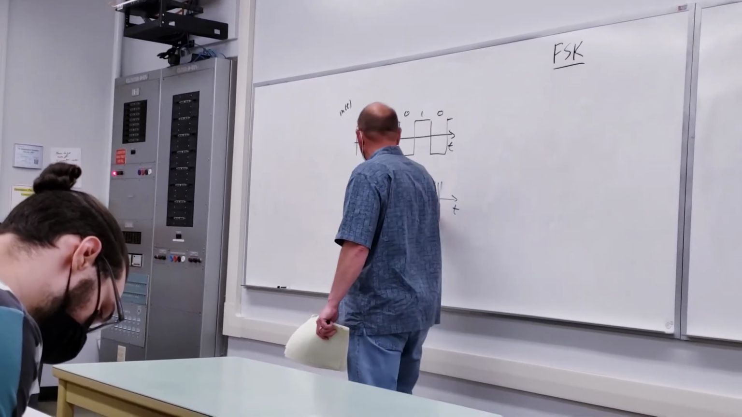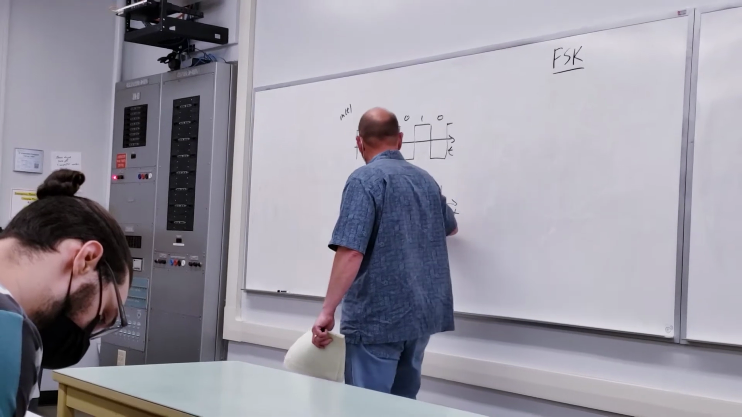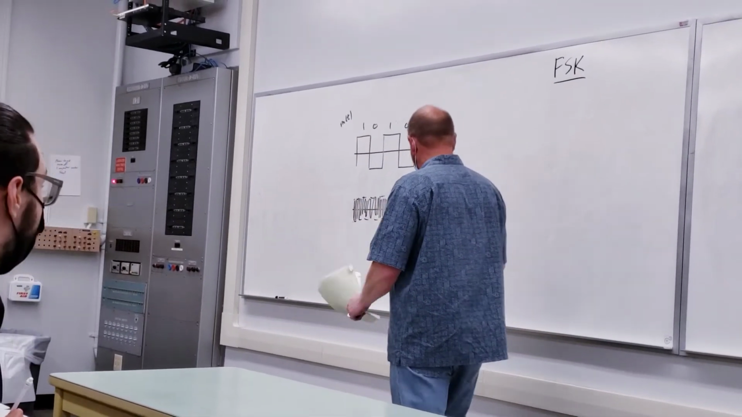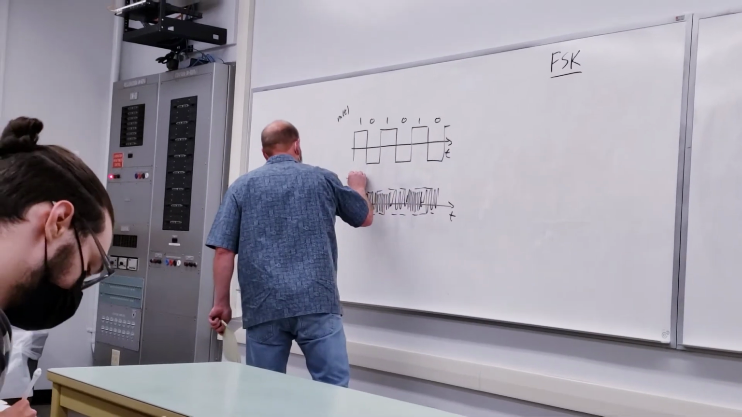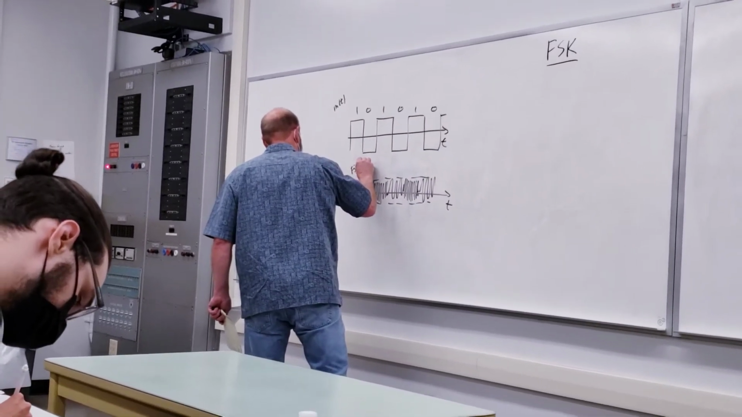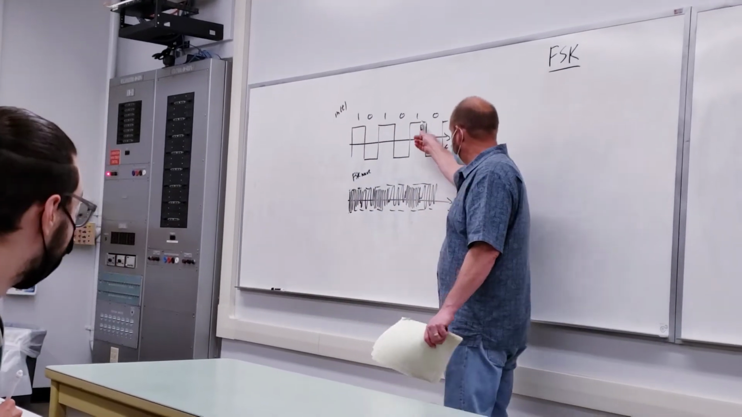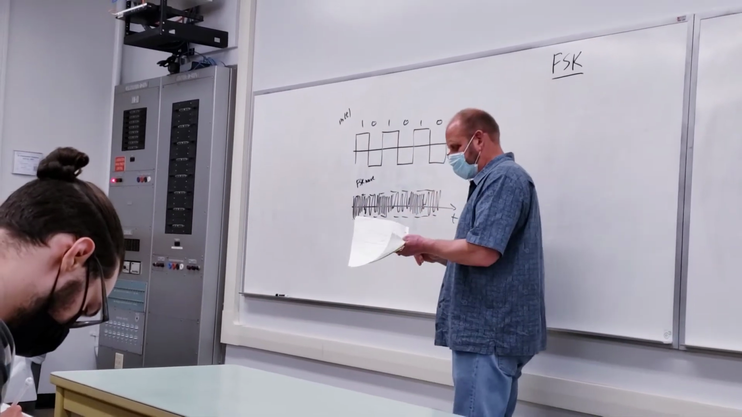This is all supposed to be the same amplitude, by the way, but I can't draw that very well. So there's the FSK wave. Pretty easy to understand this concept: high amplitude, high frequency, low amplitude, low frequency.